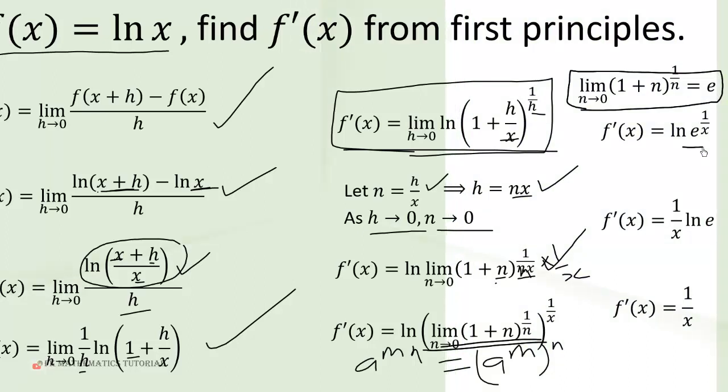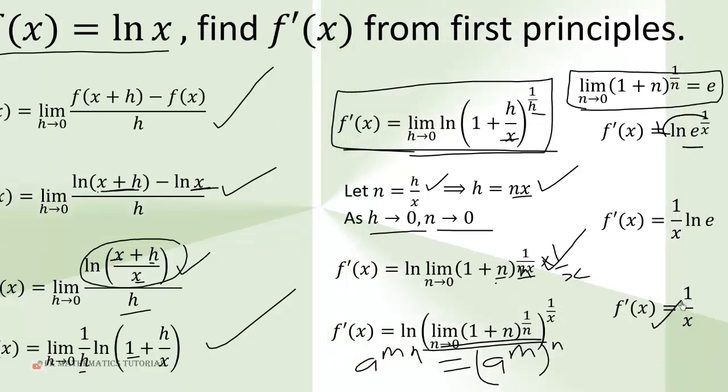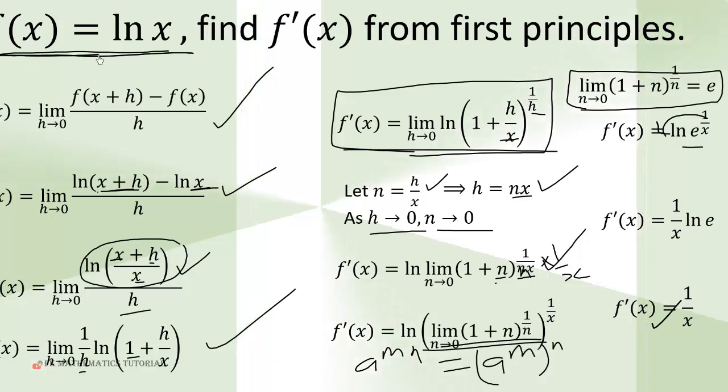Now we use the power rule again to use this to multiply this. Then we know logarithm of the base: ln e means log e to base e, and that will give us 1. So 1 times 1 over x is 1 over x. Therefore, the derivative of ln x is 1 over x.